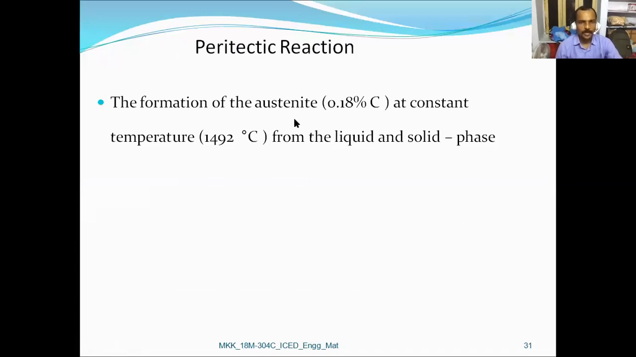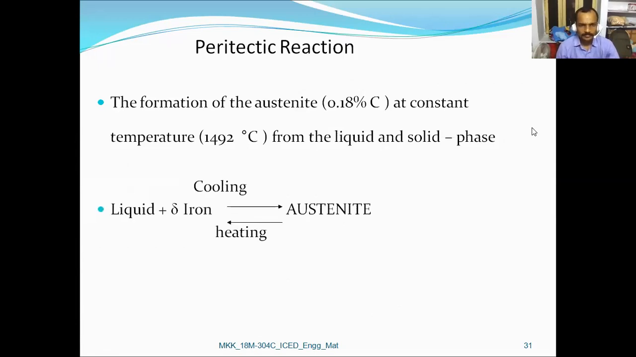The formation of austenite at 0.18 carbon content at 1492 degrees centigrade temperature from the liquid and solid phase, nothing but liquid plus delta iron. So under cooling it forms austenite, and under heating again forms liquid plus delta iron. This is a delta iron.